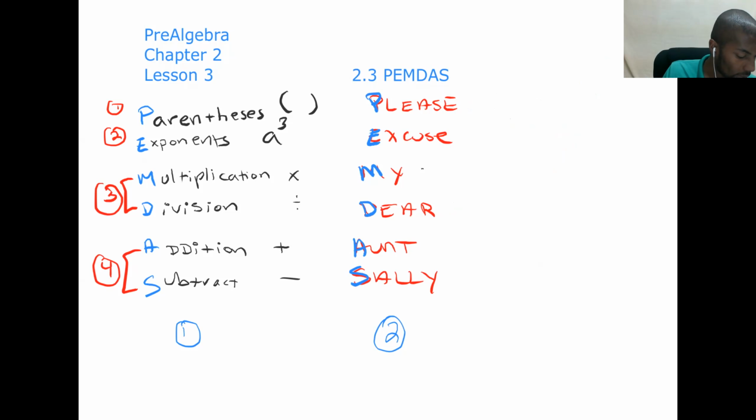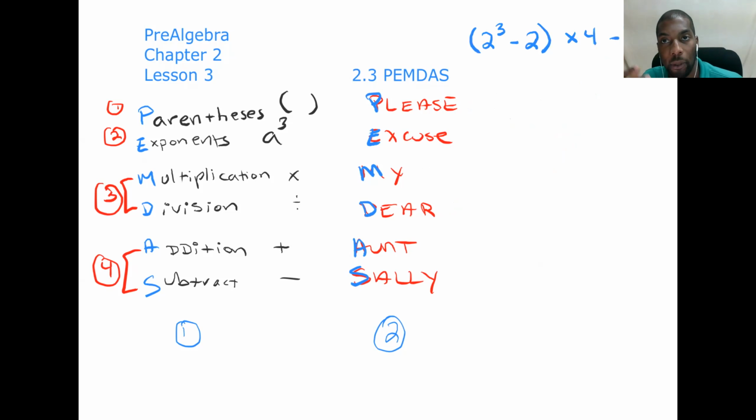All right, let's try something with an exponent in it. Here we go. We have 2 cubed, or to the power of 3, minus 2 times 4 minus 1. So I see all these operations and symbols going on, and I might get a little excited. I might get a little nervous. But if I use, please excuse my dear Aunt Sally, parentheses, exponents, multiplication, division, addition, and subtraction, I can easily solve this.